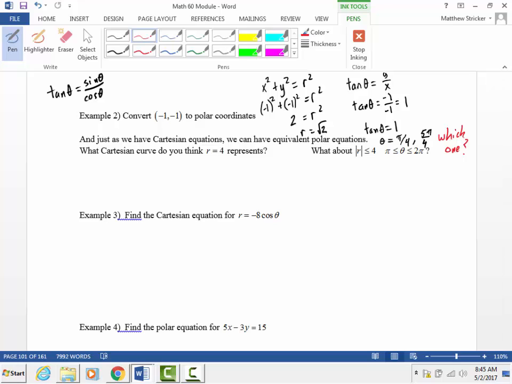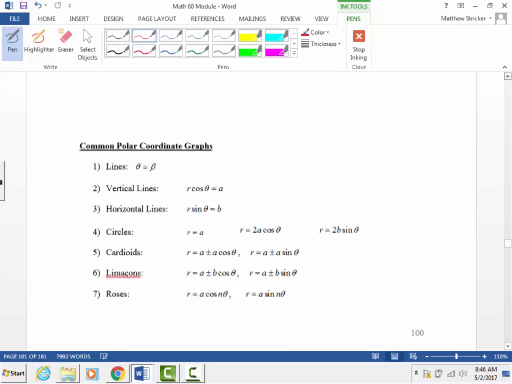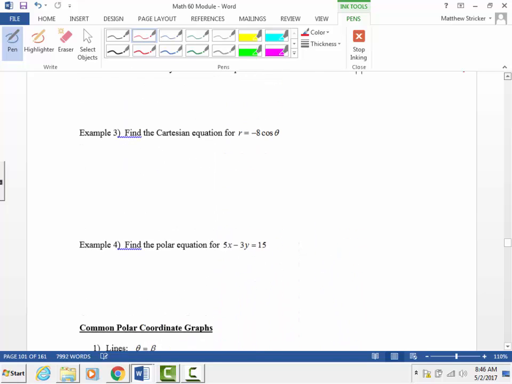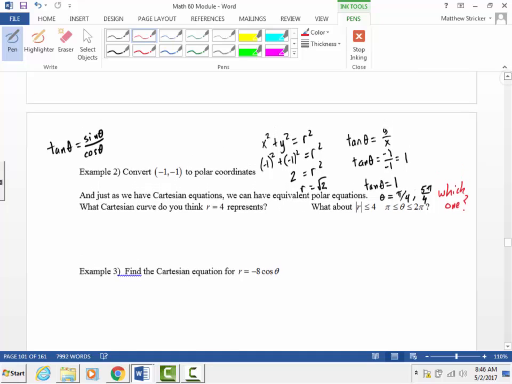The point was -1, -1. Right? Which quadrant is that in? Third. It's in the third quadrant. That means our angle has got to be the angle that's in the third quadrant. So we are going to throw out this one. This will be our answer right here.